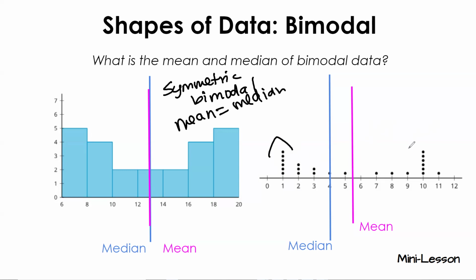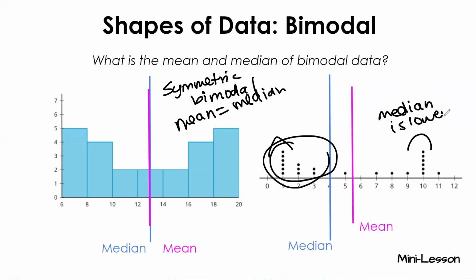If it has two peaks but it is not symmetric, looking at this data, a lot of our data is down here, right? So that means that the median is lower than the mean. Now, that's not necessarily the case for every single one of these, but the majority of the data is down at the bottom, so the median is going to be lower.